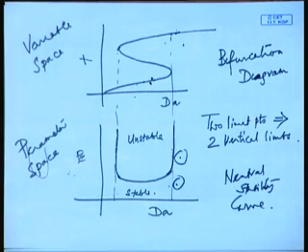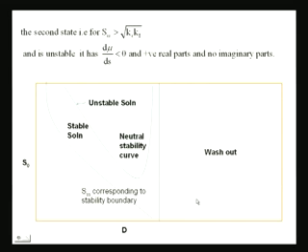Now let's go back to the screen. So this was a generic thing that I showed, and this is the actual thing. This is the washout case, or in other words, the trivial solution. Trivial solution means that no product is being formed. So we're not really worried about this, and this is how my neutral stability curve looks.